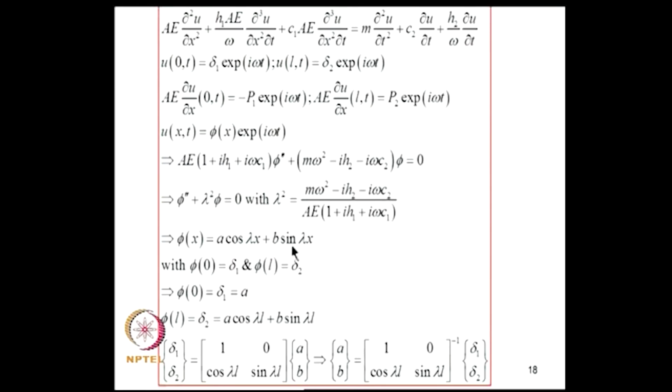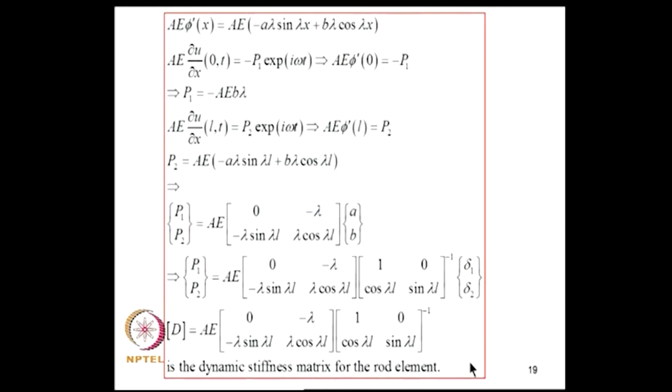So, now let us start with the boundary conditions on displacement. Phi of 0 is delta 1, phi of L is delta 2. So, if phi of 0 is delta 1, you look here, phi of 0 is a, that must be equal to a. Phi of L is delta 2, therefore, a cos lambda L plus b sin lambda L is this. So, therefore, delta 1 and delta 2 must be equal to the matrix [1 0; cos lambda L, sin lambda L] times [a, b]. So, a b can therefore be written as the inverse of this times delta 1 delta 2.